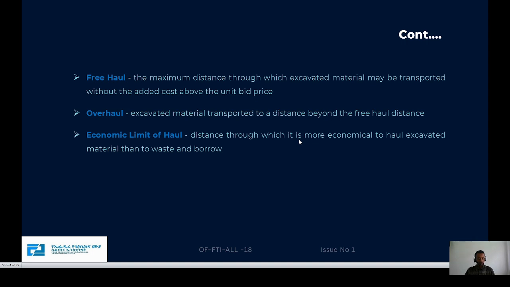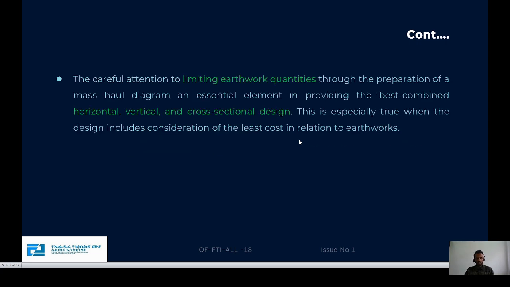There is also the economical limit of haul, the distance through which it is more economical to haul excavated material than to waste or borrow material. The earthwork quantity is determined through the preparation of mass haul diagrams, an essential element in providing the best combination of horizontal, vertical, and cross section designs. Earthwork is very critical because it is related to cost, and the cost will increase.